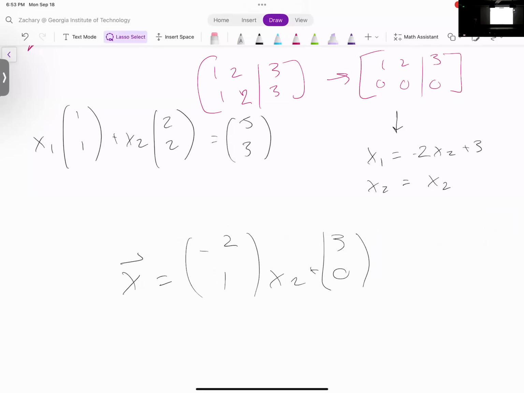Okay. So somebody give me a value for x2, just x2. An easy number. 0 is plenty easy. 0 times this is 0, right? So my solution is 3, 0. Is that a solution to this?